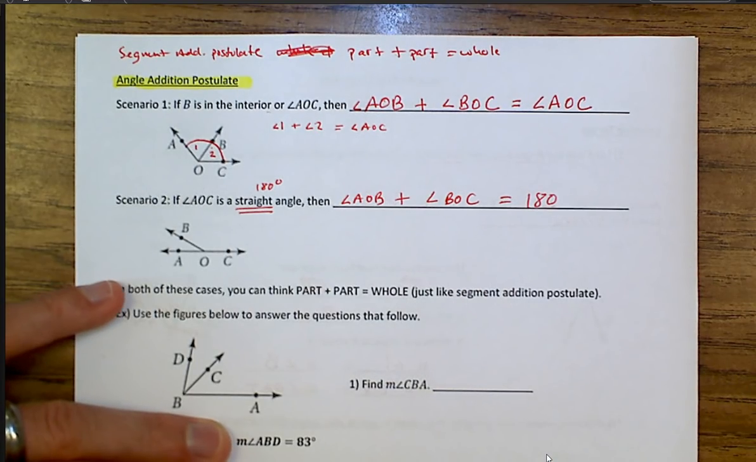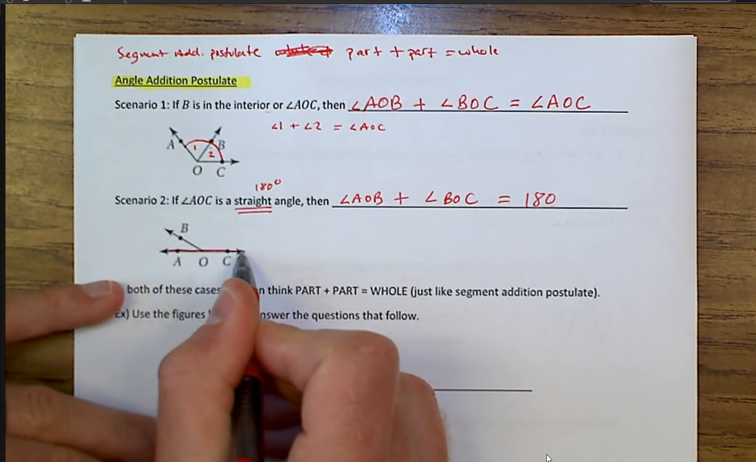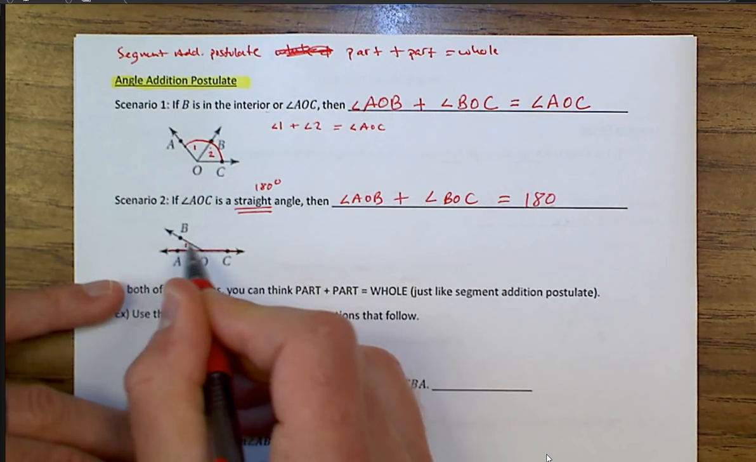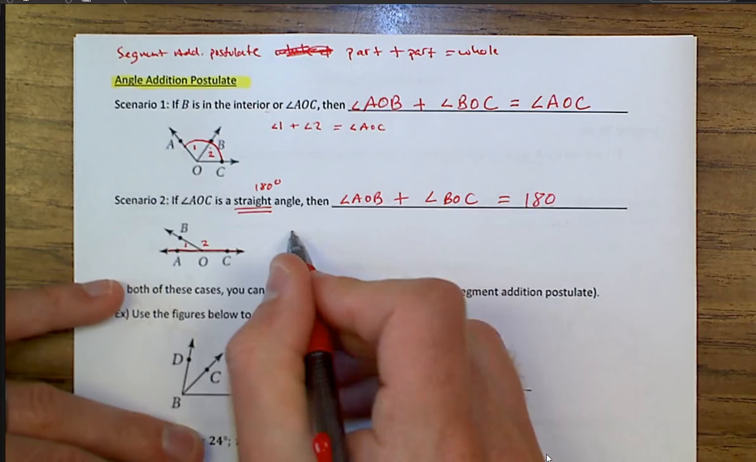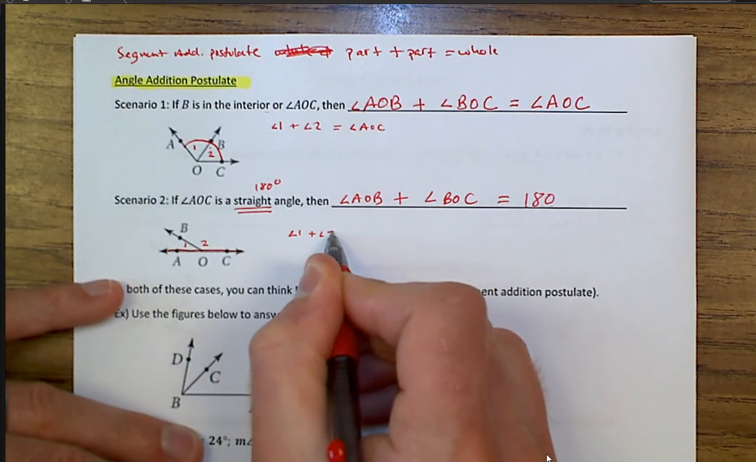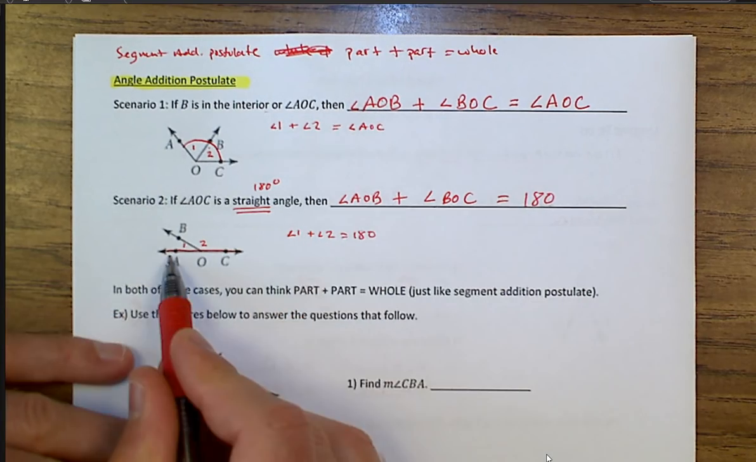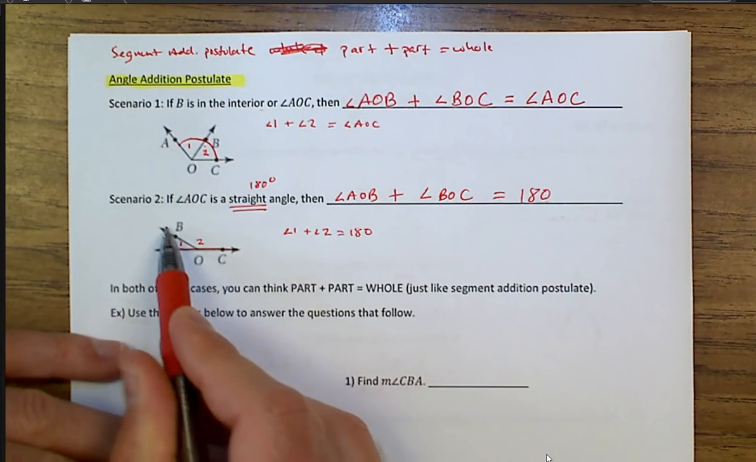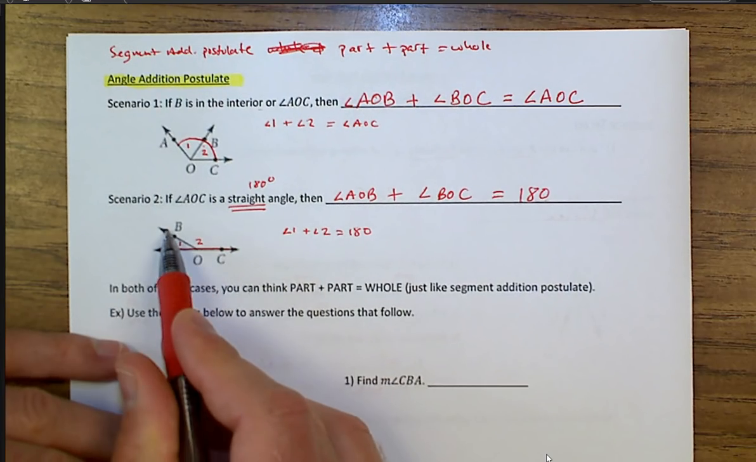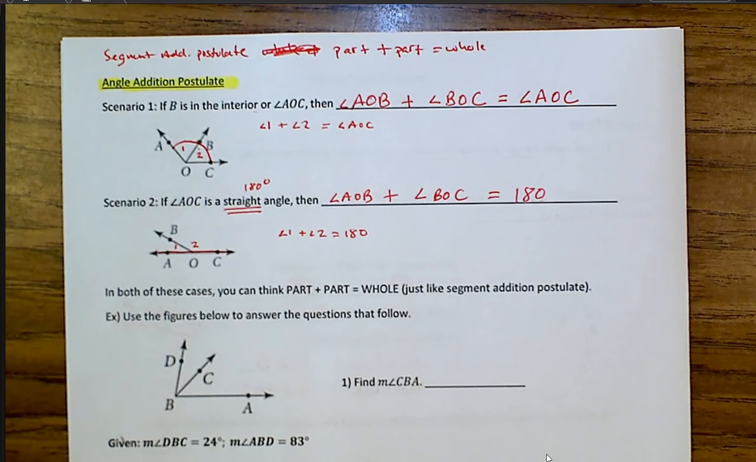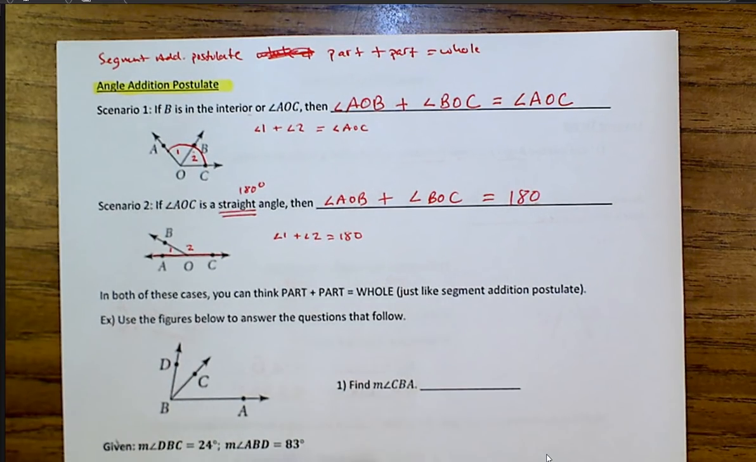Any straight line, this is a perfectly straight line here. This angle, I'll call it 1, that angle, I'll call it 2. In other words, angle 1 plus angle 2 has to equal 180 degrees. Whenever you have a straight line and you have an angle or a ray shooting off of it, those 2 angles together have to make 180. Okay? And we'll show you some examples here of how we're going to apply that.